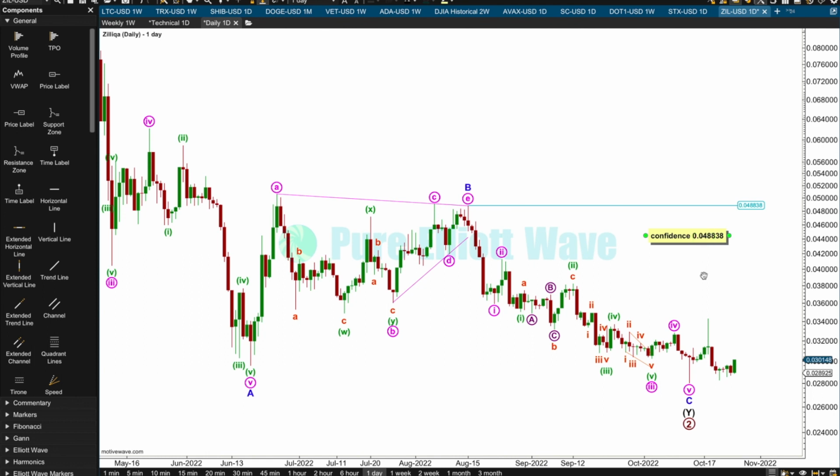This is my bottom line for Zilliqa. I would want to see a new high above this confidence point, 0.048838, before I would have confidence that this low is a sustained low.